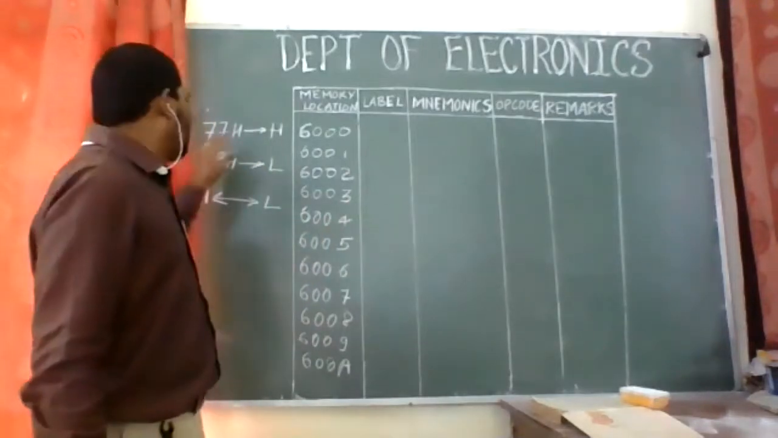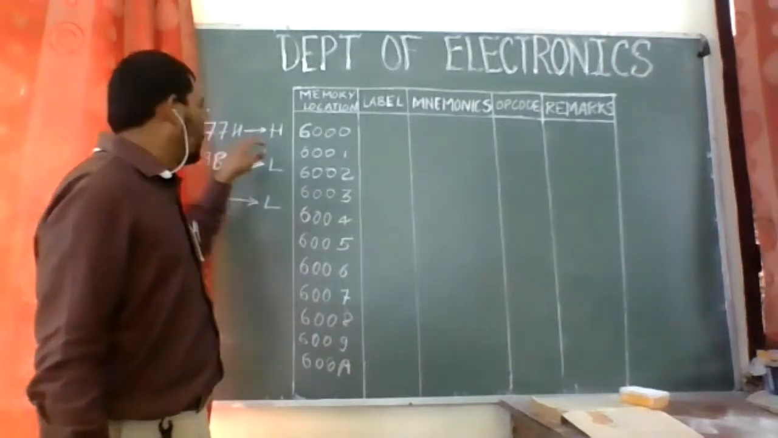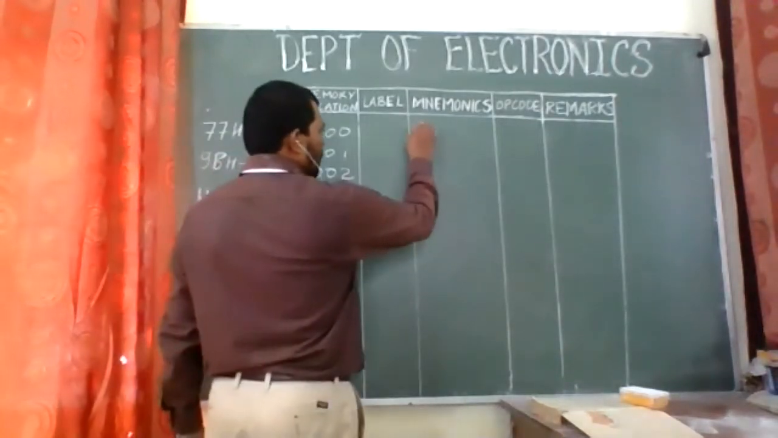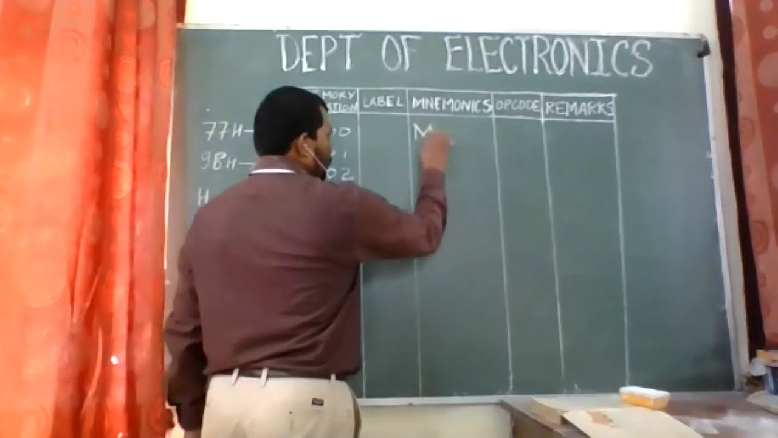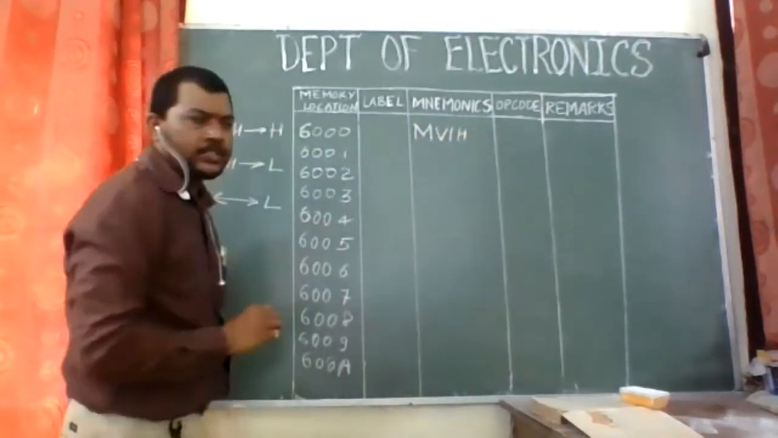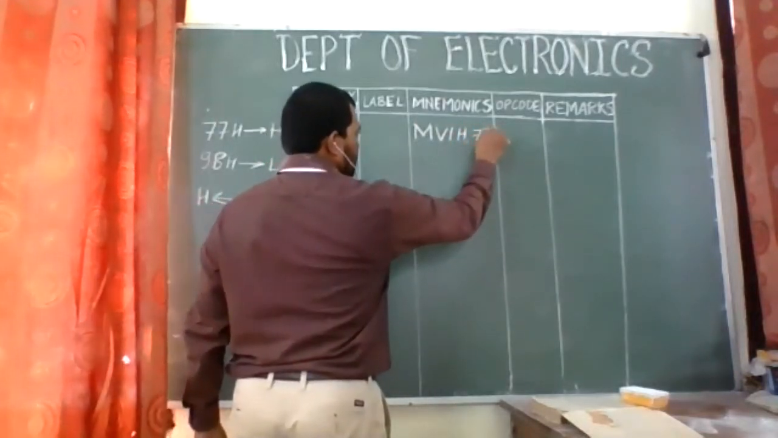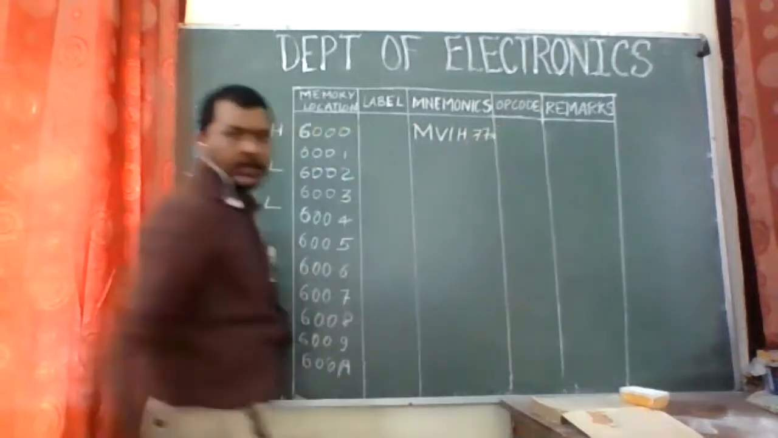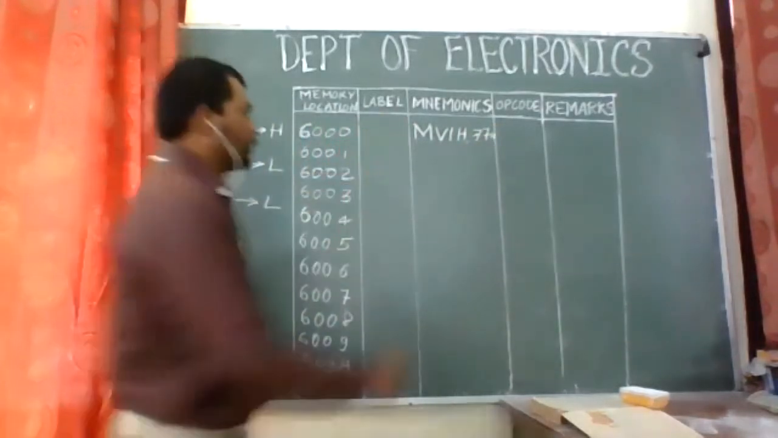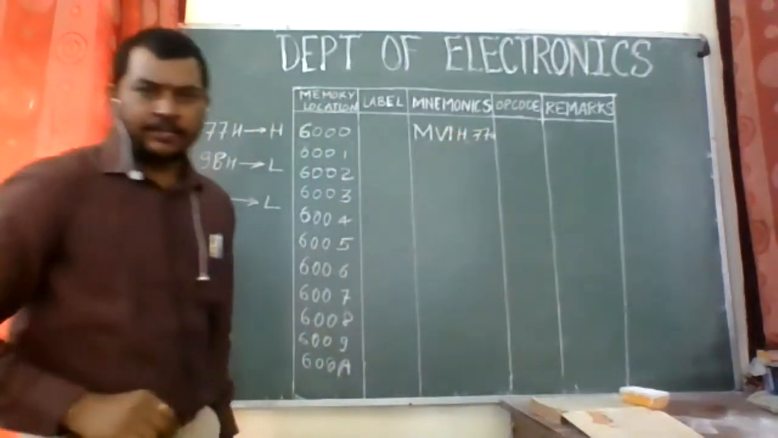What we have to do is store the 77H hexadecimal number in register H. So what would be the instruction? You all know that instruction: MVI H. Move immediately the data 77 to H. So 77H is to be moved into register H. This instruction is MVI H, 77.